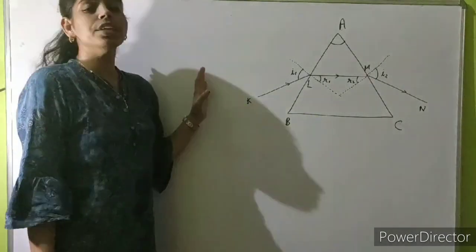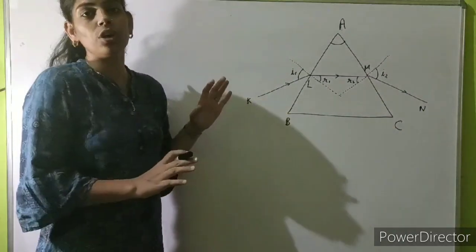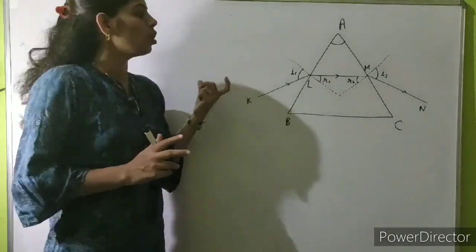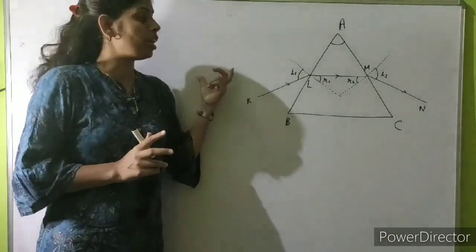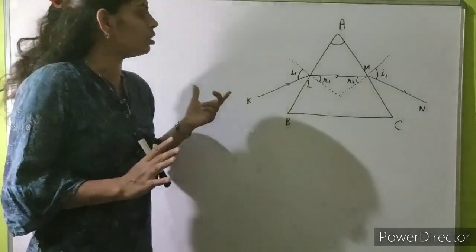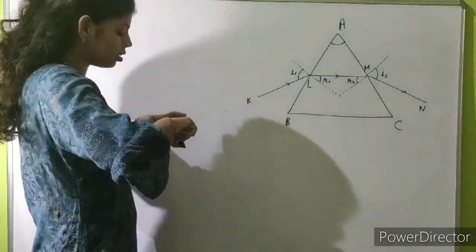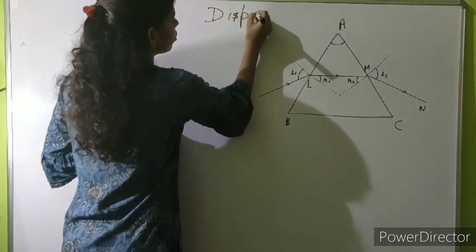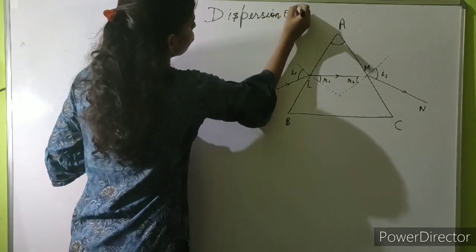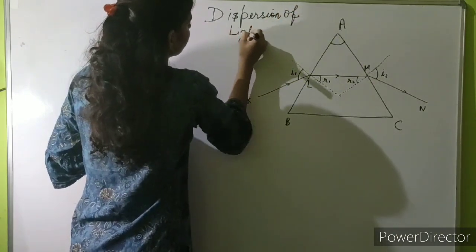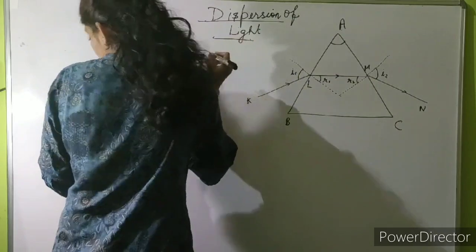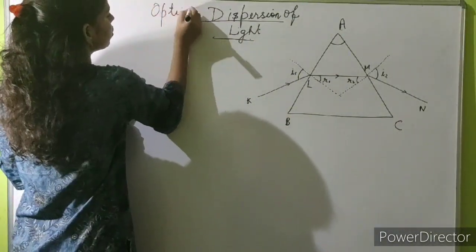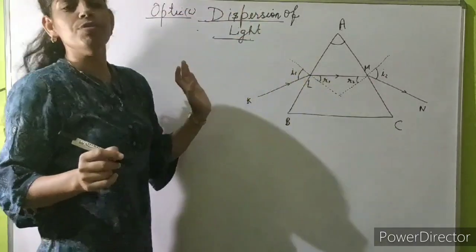To our unit optics. As you know, we were doing the unit optics and we have covered 2 complete chapters of it. Reflection and refraction we have done. Now our third chapter of optics is dispersion of light. This is the third chapter of optics, the C part of optics, dispersion of light.